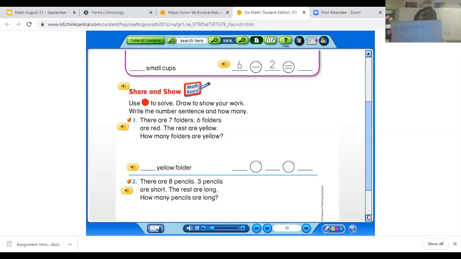All right. So let's look at number 2. There are 8 pencils. 3 pencils are short. The rest are long. How many pencils are long? All right, so how many pencils do we have in all? We have 8 pencils, so let's draw them. 1, 2, 3, 4, 5, 6, 7, 8.